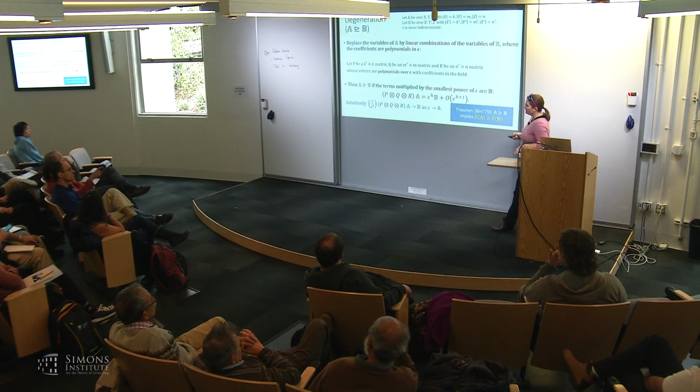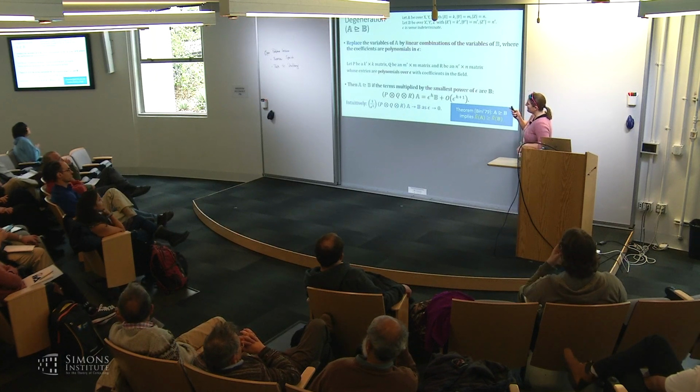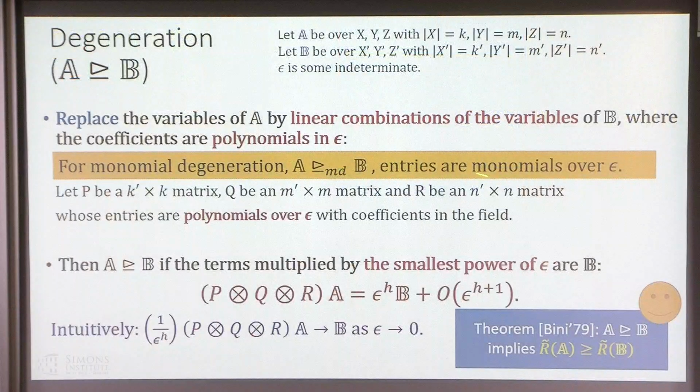And the second thing is, this can dominate zeroing out? Yes, it can. If you just put epsilon in front of the variables that you want to zero out, I think that's what I'm going to say now. Okay. Yes, so let me do this. First of all, let me define monomial degeneration. In monomial degeneration, it's a degeneration in which the entries of P, Q and R are just monomials in epsilon. So they're not arbitrary polynomials. Like 1 over 7 times epsilon to the 10. Yeah, it's monomials.